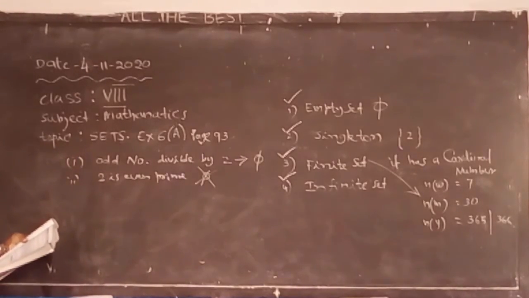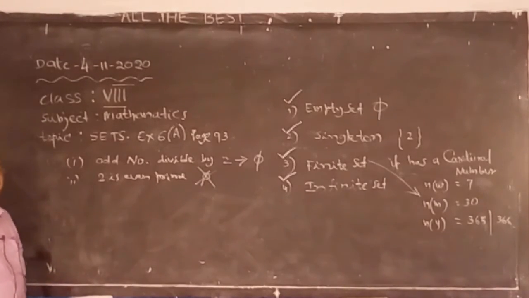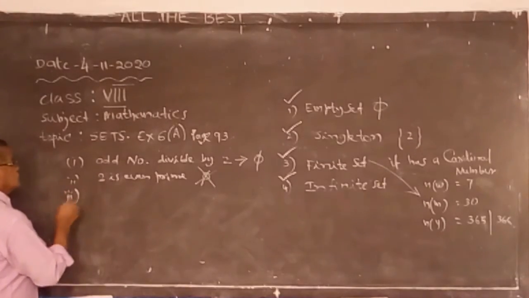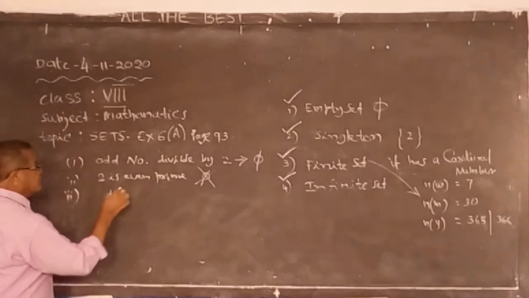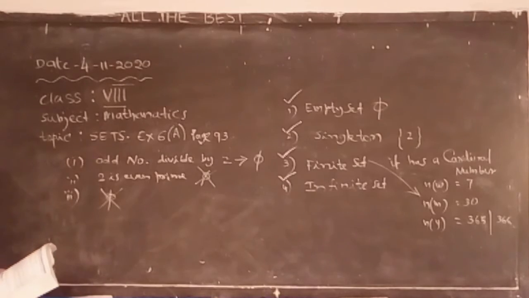Third one, cubes with 8 faces. We can't find cubes with 8 faces, because a cube has only 6 faces: 4 walls, base, and roof. So it is an empty set.